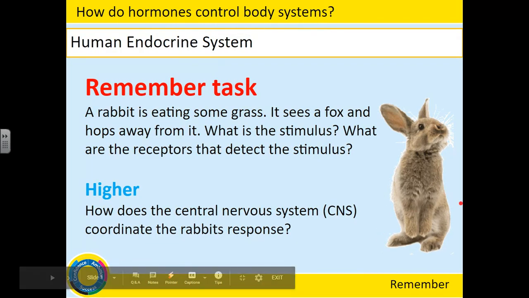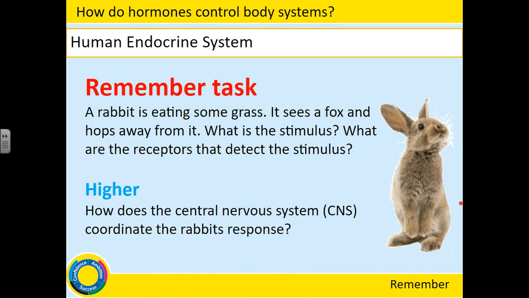Right, hello everybody, welcome back to biology. Today we are looking at the endocrine system. So our remember task is just going to touch back on what we were looking at last week.